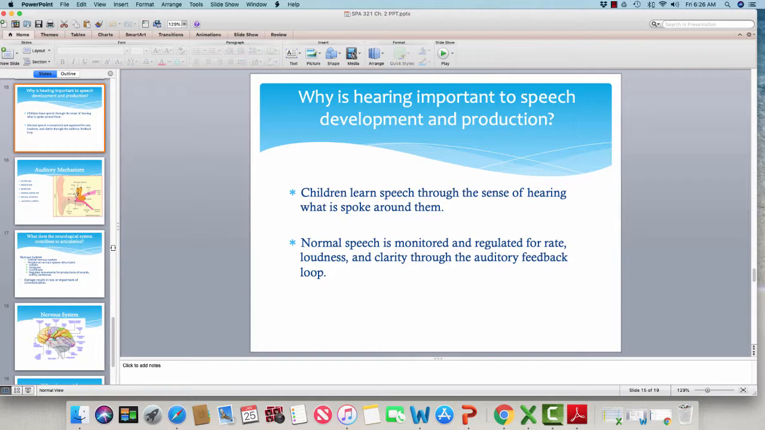And of course, we know children who are deaf or severely hearing impaired either need amplification to hear adequately, such as a cochlear implant or a hearing aid, or they need to learn a different communication system, such as sign language.